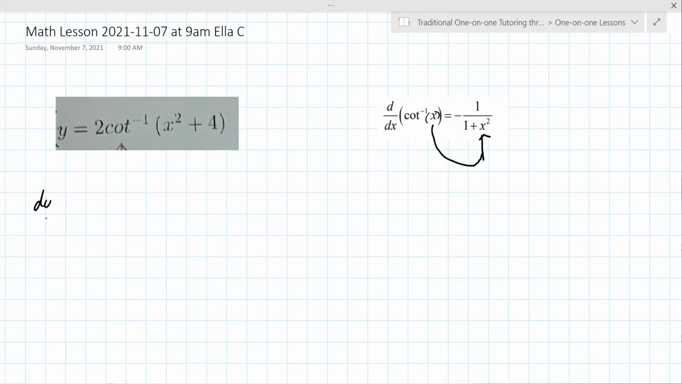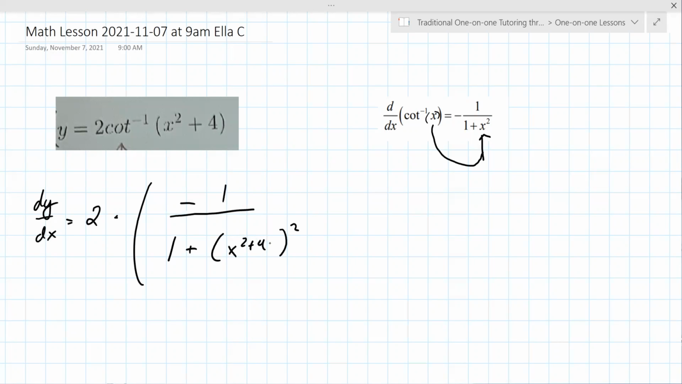So dy/dx or y prime is 2 times negative 1 over 1 plus, and then in parentheses here, this x squared plus 4, all times chain rule, derivative of this inside function is 2x.